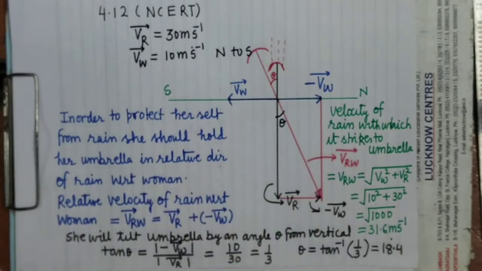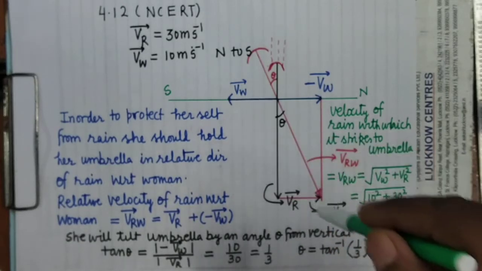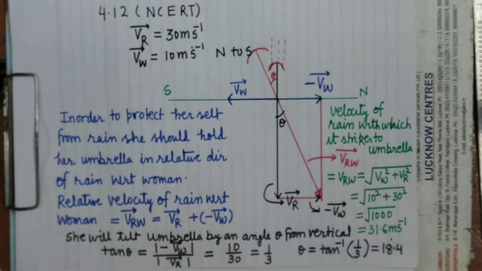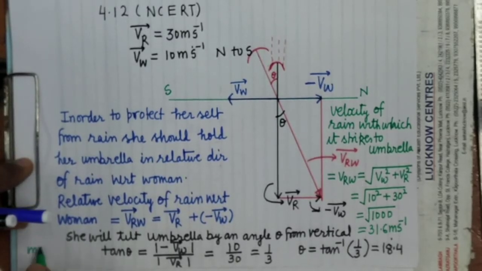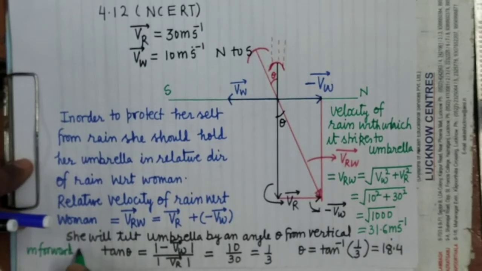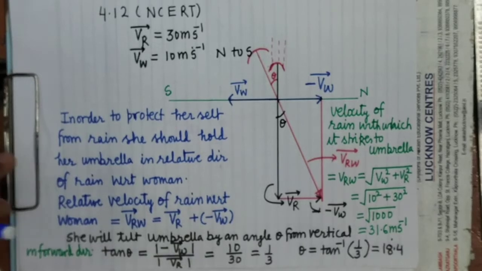What will be the direction of the umbrella? How will she protect herself from the rain? By tilting the umbrella by an angle theta from vertical in the forward direction. Forward direction means the direction in which she is going.